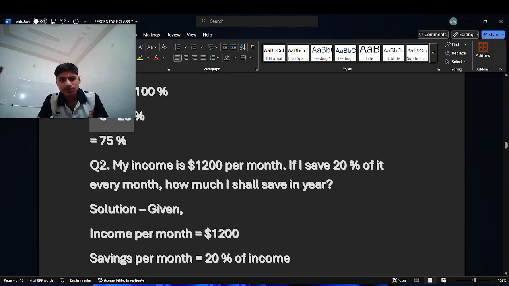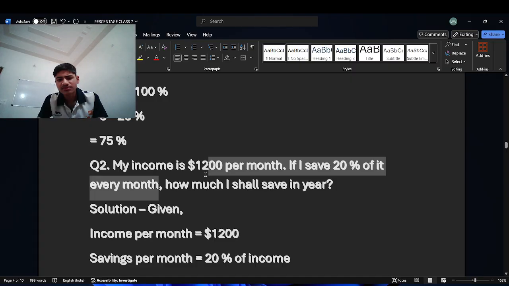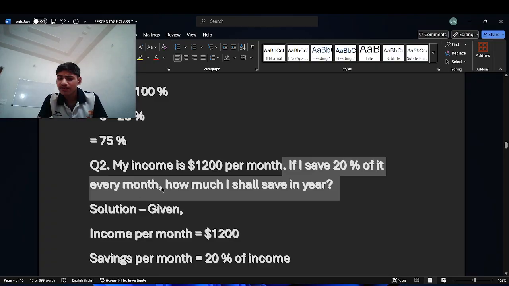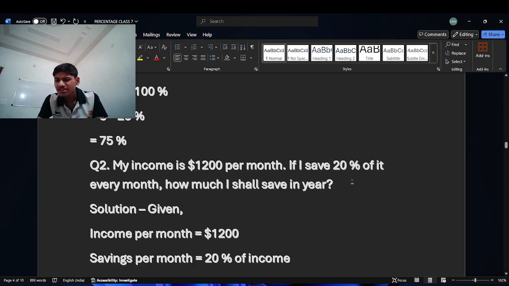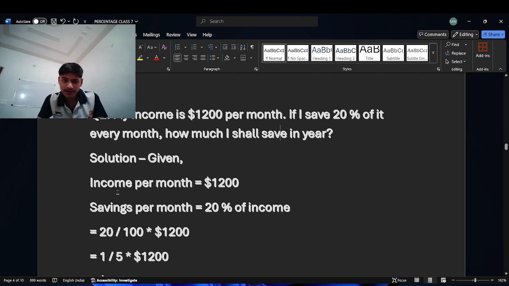Okay. Second question. Suppose I have taken an example that my income is $1200 per month, and I save 20% of it every month. I am saving 20% of my income every month. So how much shall I save in a year? In a year, how much shall I save? What you have to find, and how you will find it, I will tell you.